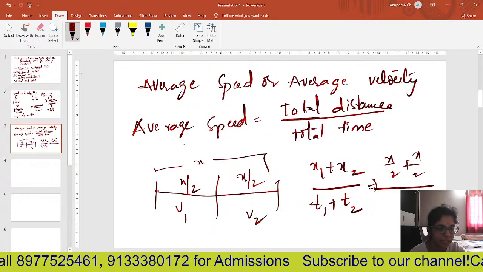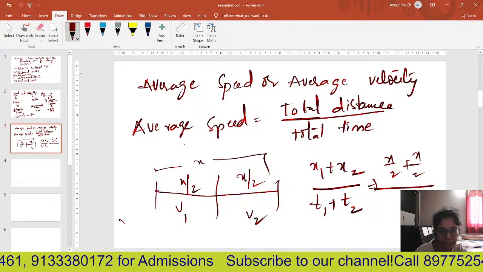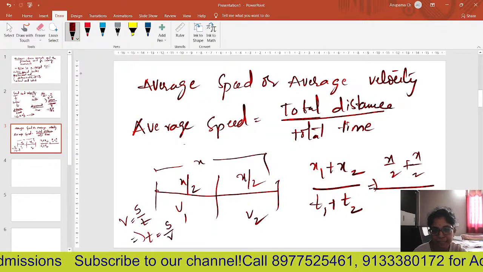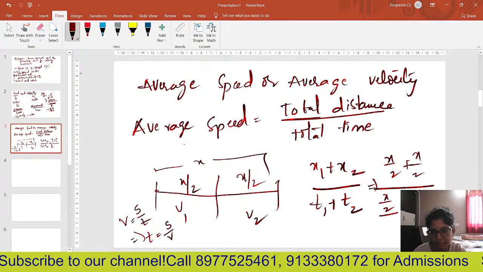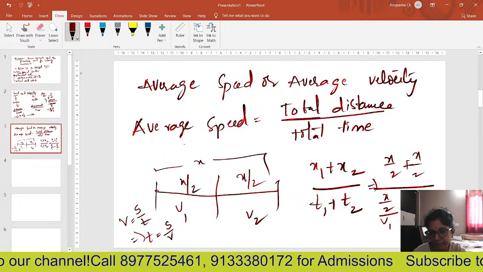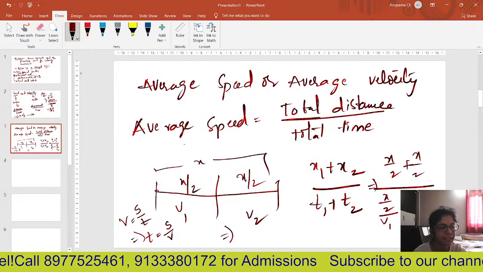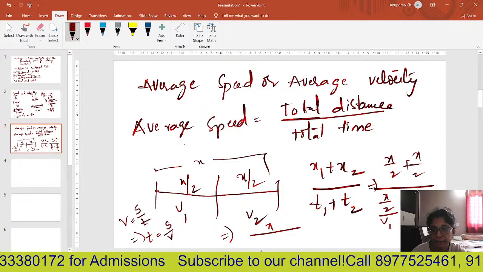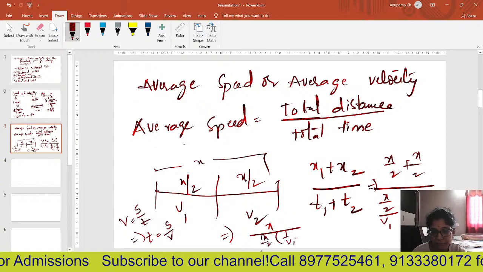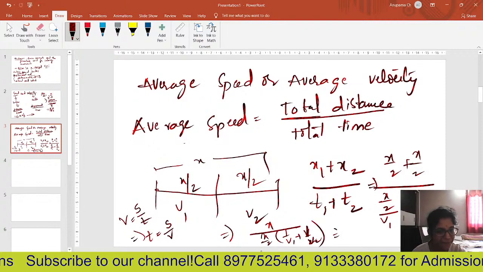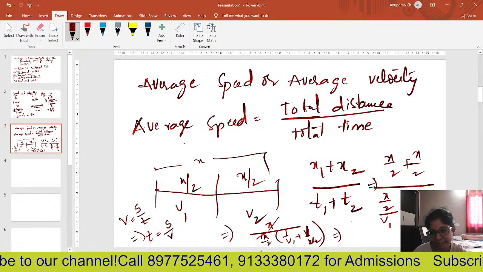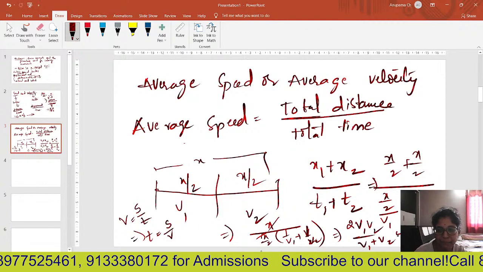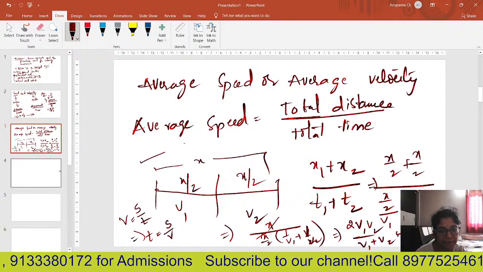He didn't give T1 in the problem, but he gave velocity. How will you find out time from velocity? We have velocity is displacement by time. Time is equal to displacement by velocity. So displacement I can write as X by 2 by velocity V1, plus again X by 2 by velocity V2. Now X by 2 I can take common. You will get 1 by V1 plus 1 by V2. If you solve this completely, X gets cancelled, and then you get 2V1V2 by V1 plus V2. This is the formula for average velocity. In such situations, you will get average velocity like this.